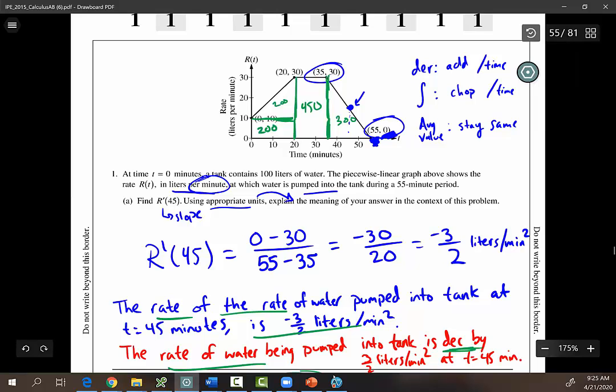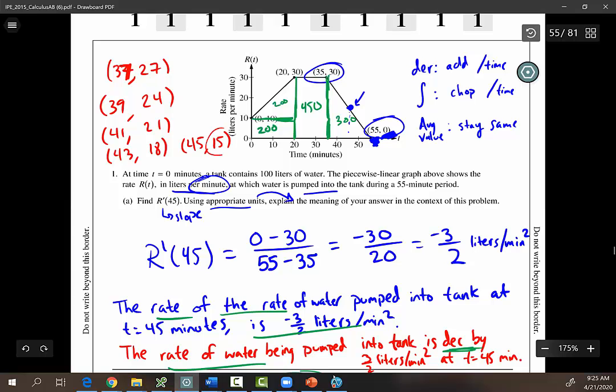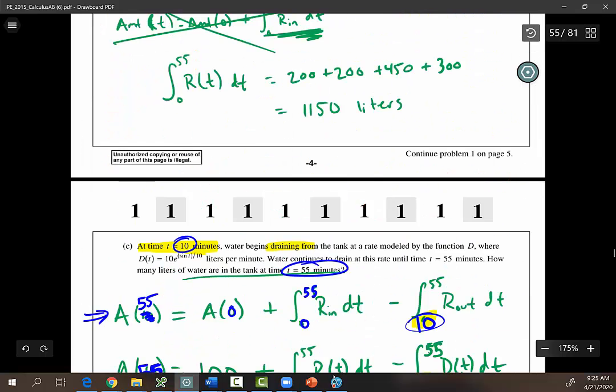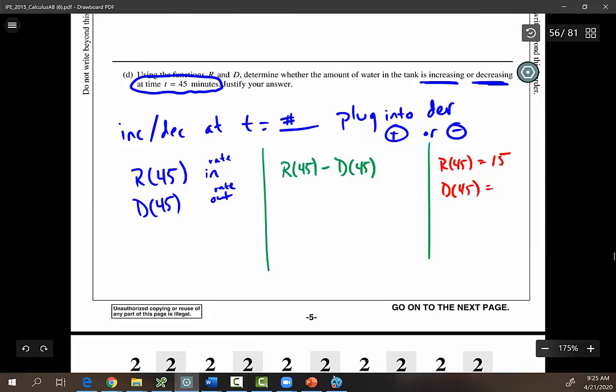So if we were at 30 for a y value, down 3 is 27, and over 2 is 33. So we'd be at 33, 27. Over 2 is 37, 27. Over 2 is 39, and down 3 is 24. Over 2 is 41, down 3 is 21. Over 2 is 43, down 3 is 18, and over 2 is 45, down 3 is 15. So just by counting, I figured out that R of 45 was 15.